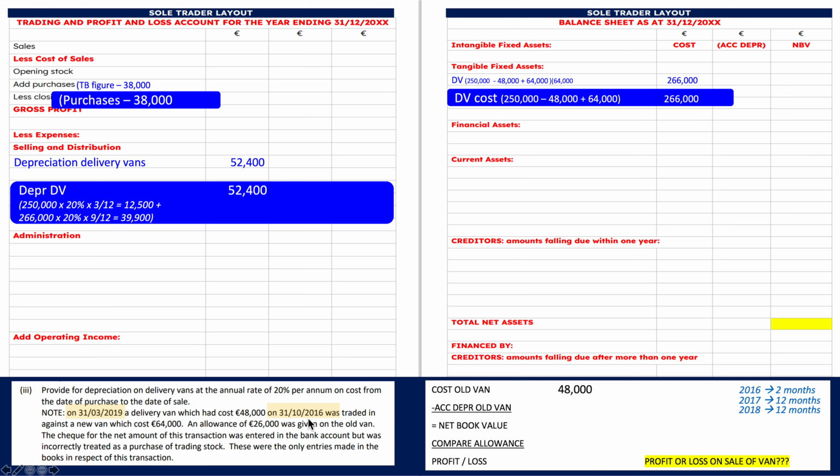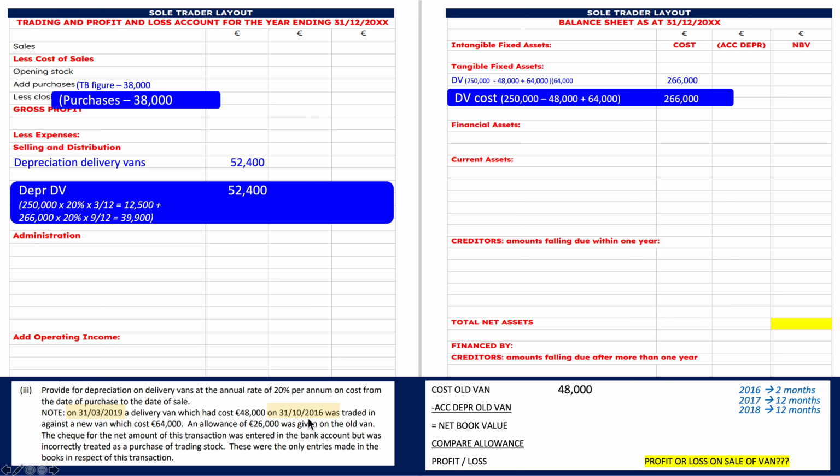Note, during the year, a delivery van which had cost 25,000 in 2016 was traded in for 14,000 against a new delivery van costing 40,000. The cheque for the net amount of this transaction was incorrectly treated as a purchase of trading stock, but was entered correctly in the bank account. This was the only entry made in respect of this transaction.